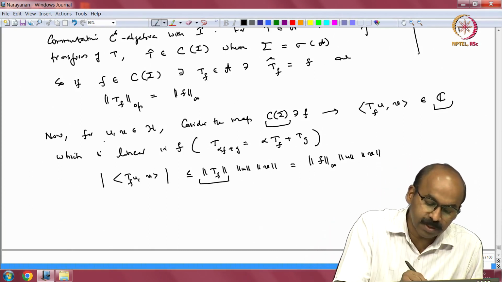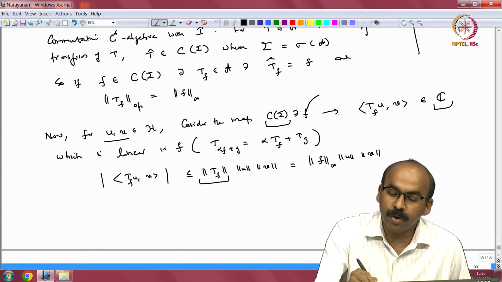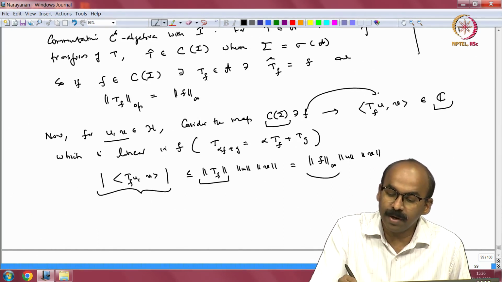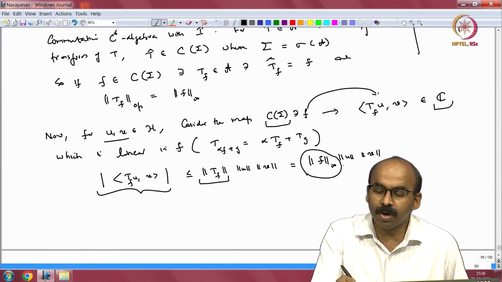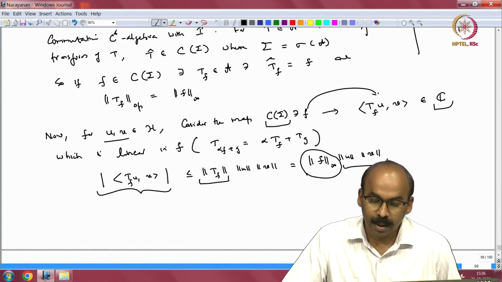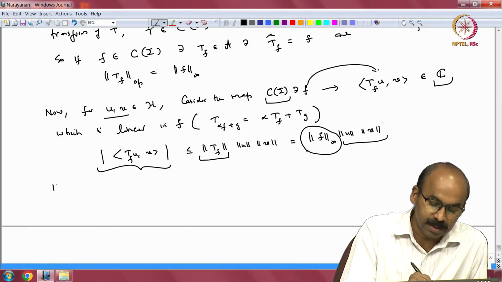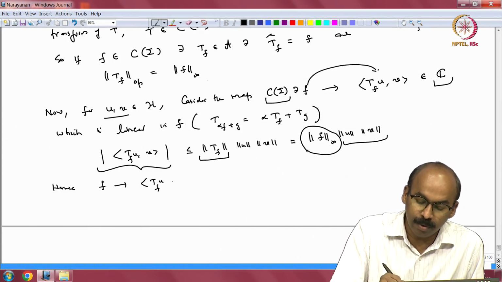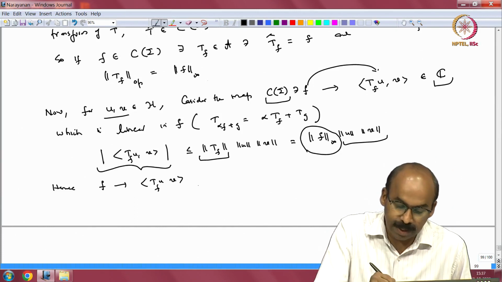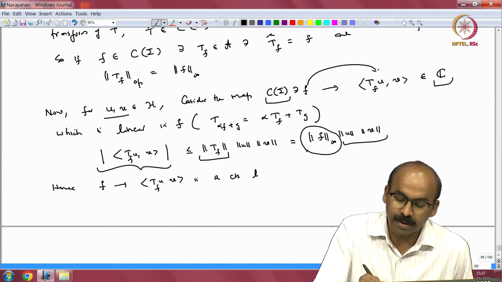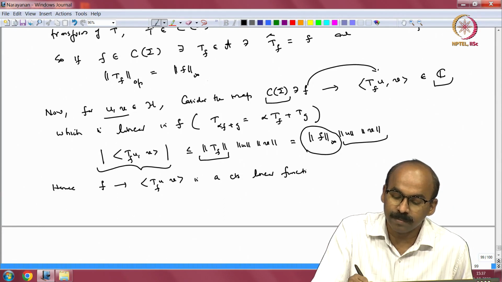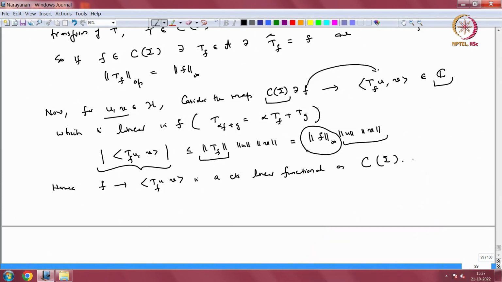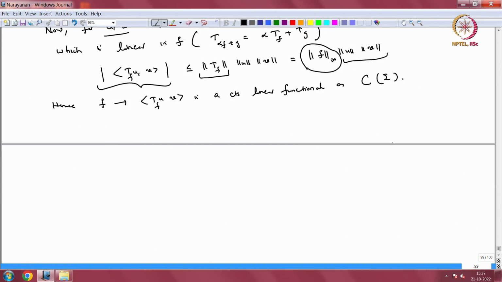What does that mean? If I fix U and V, what I have is a map F going to something in the complex plane, and that something is bounded by the supremum norm of F times some constant, the constant being norm U norm V, okay. So, that means it is a continuous linear functional, right. Hence F going to the inner product of T sub F U with V is a continuous linear functional on C of sigma, right. But we know what the dual of C of sigma is, right.